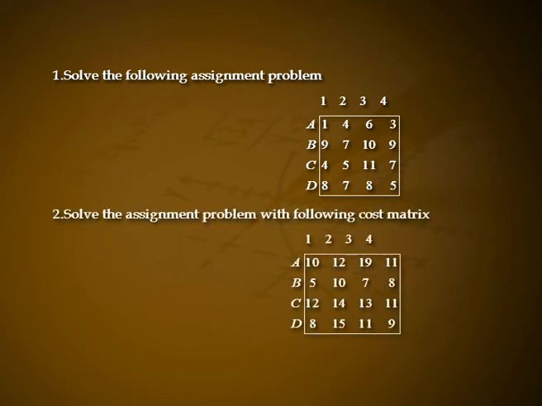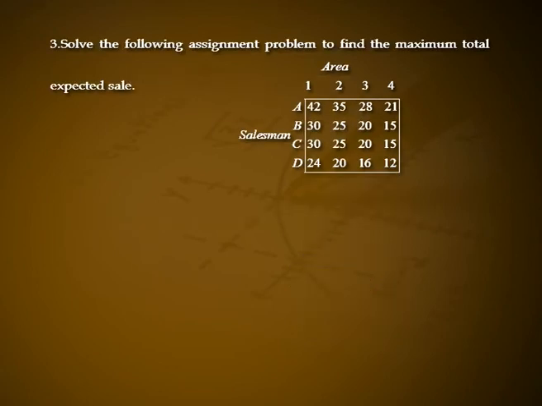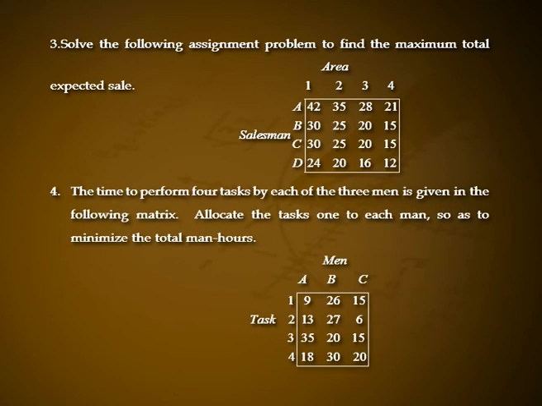Number 1, solve the assignment problem with the given cost matrix. Number 2, solve the assignment problem with the following cost matrix. Number 3, solve the following assignment problem to find the maximum total expected sale with the given cost matrix. Number 4, the time to perform 4 tasks by each of the 3 men is given in the following matrix. Allocate the tasks to each man so as to minimize the total man hours.